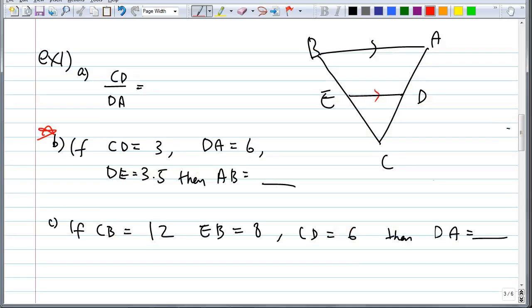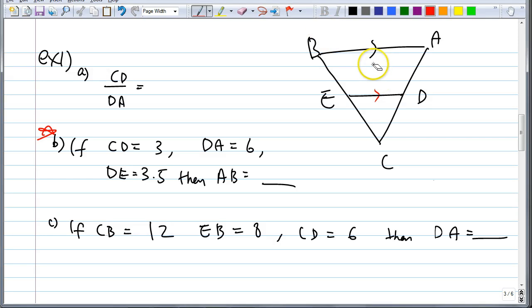Okay, everyone try example 1. You've got a triangle ABC, and can you tell me, CD over DA equals what? What can you tell me about CD over DA?